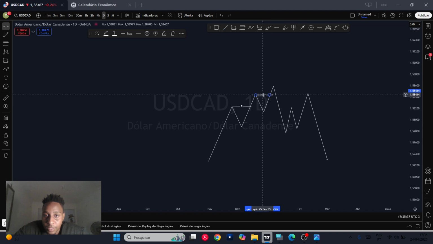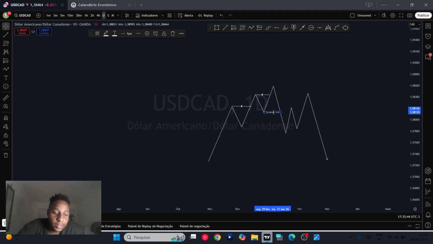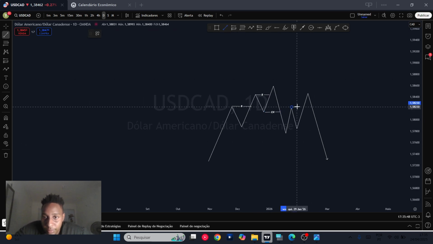Price broke structure, broke structure, and then made a change of character, created liquidity here, because these lows generate liquidity.